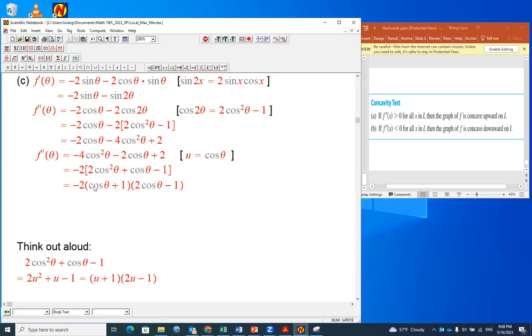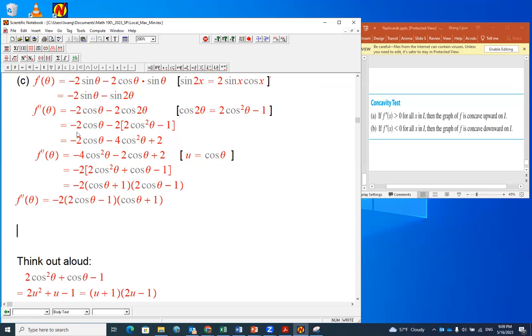We get the product of three quantities: negative two, this piece and that piece. So finally we get the second order derivative. Now we can tell the sign. How do we tell the sign? From our previous work, we know that one plus cosine theta is always positive. So what about the sign of two times cosine theta minus one?